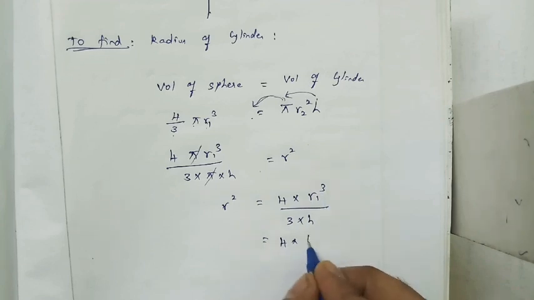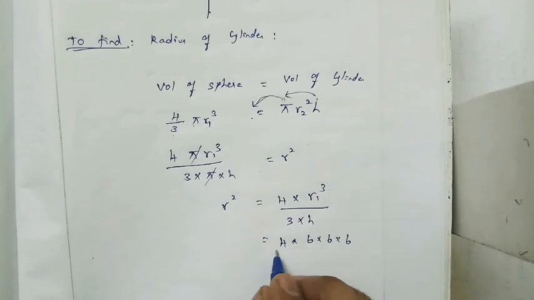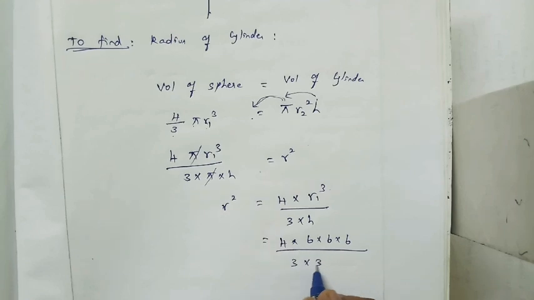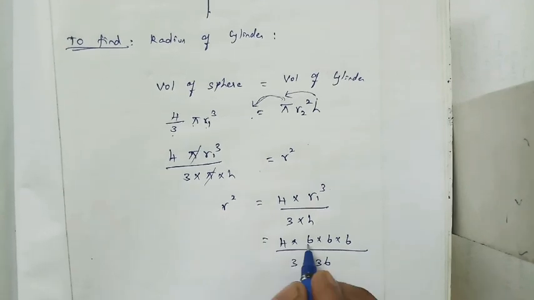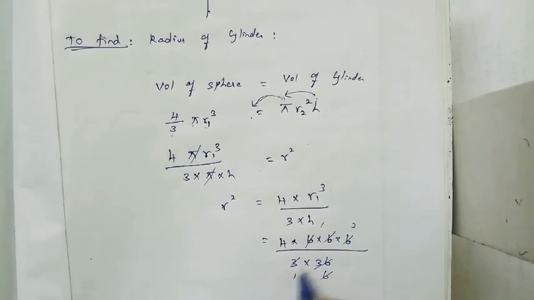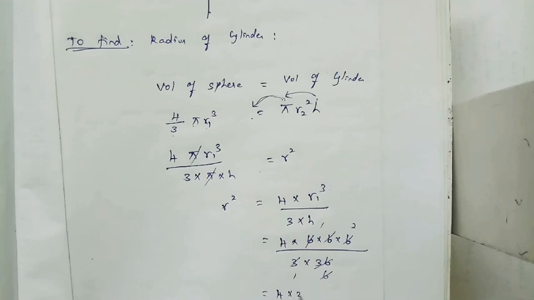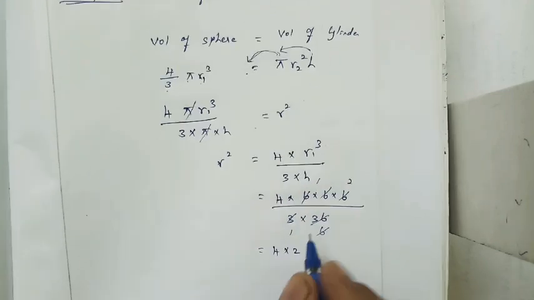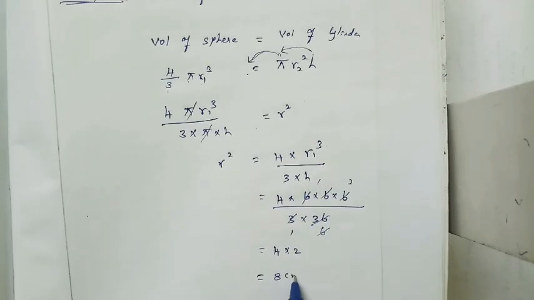That is cube, right? So 6 into 6 into 6 divided by 3 into 36, right? So let's simplify. 6 once 6, 6 times. This 6 will get cancelled. 3 ones are 3, 3 twos are 6. So what is the remaining in the numerator? 4 into 2, and nothing is there in the denominator, right? 4 into 2, 8. So 8 centimeter.